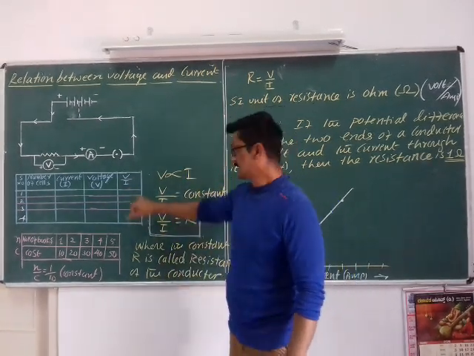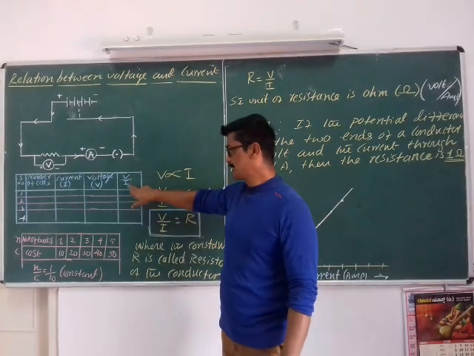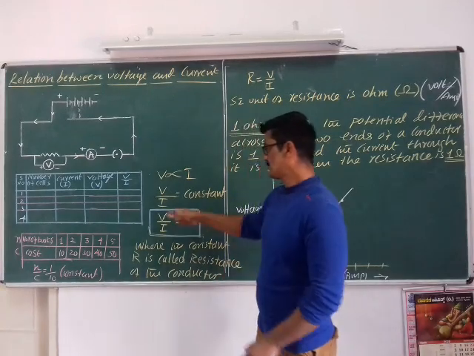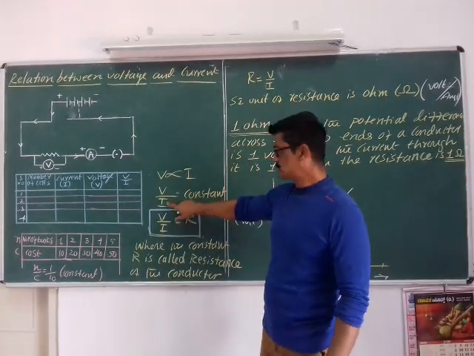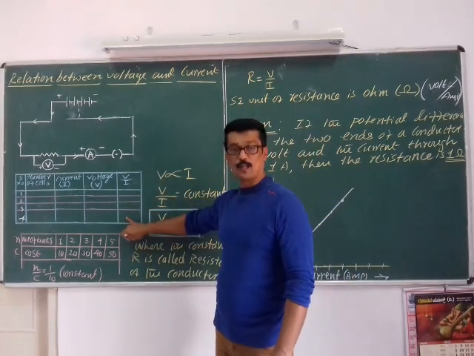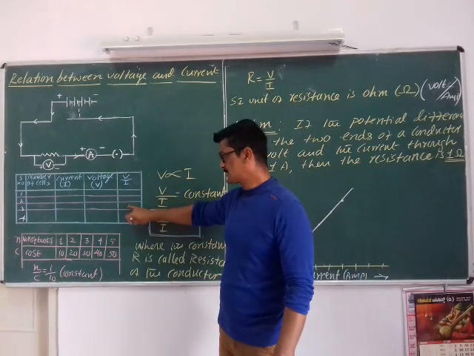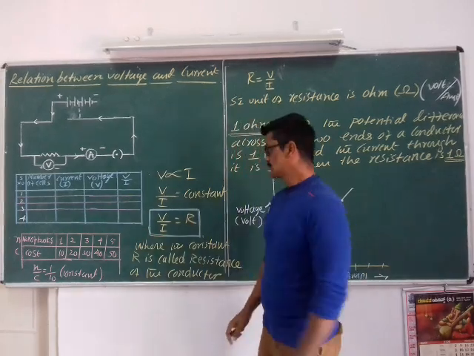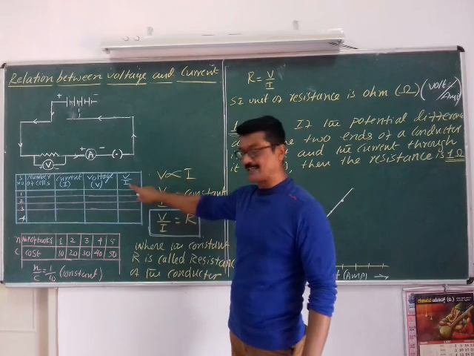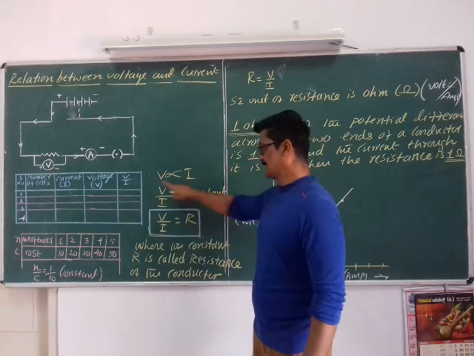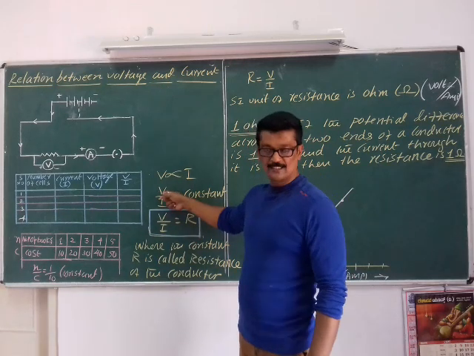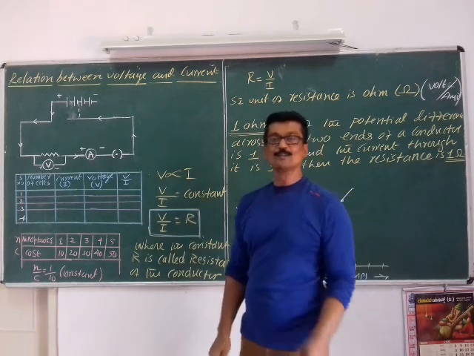That means the ratio of voltage to current is constant. You can make out from this column. In each case you will get approximately the same value. So we can conclude that the ratio of voltage to current remains constant. In other words, we can say voltage is directly proportional to current.